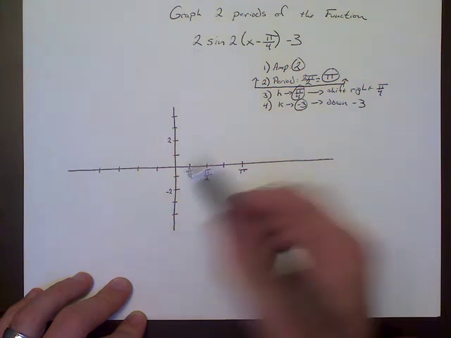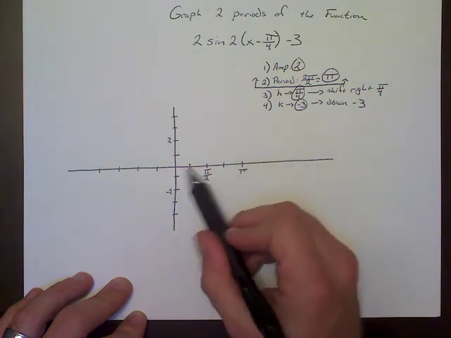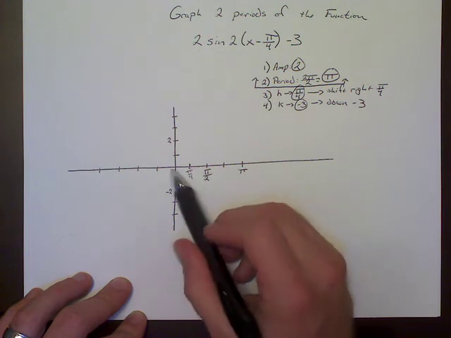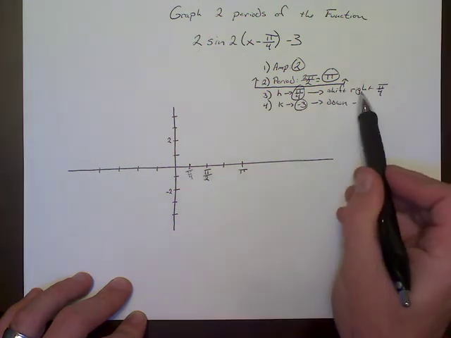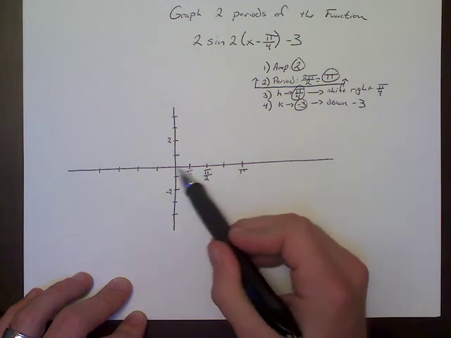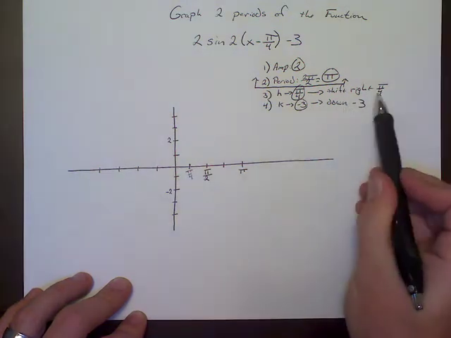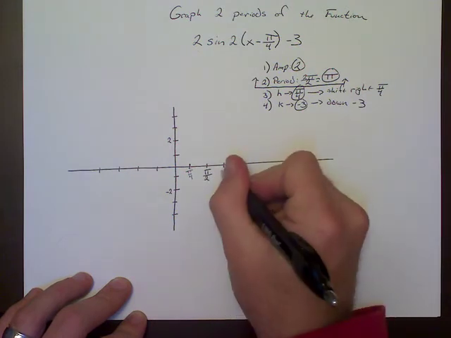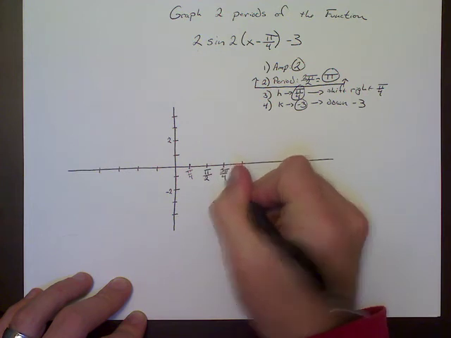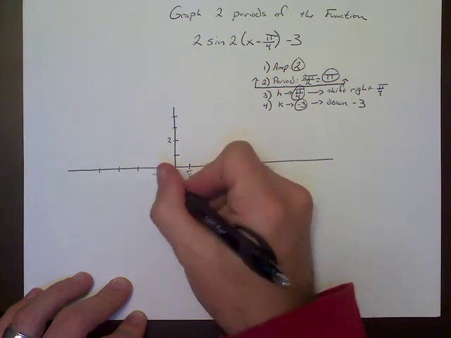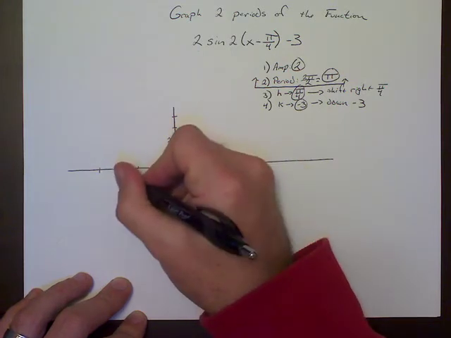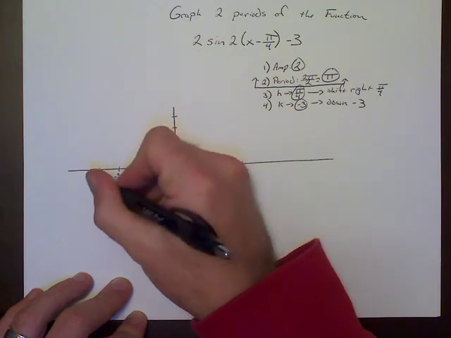Each of these distances is pi over 4. This distance is pi over 4, as is each segment here. It's important to notice, because when we shift right pi over 4, that's just moving one space to the right. So that would mean this is 3 pi over 4. Then you can just repeat on the negative: negative pi over 4, negative pi over 2, negative 3 pi over 4, and negative pi.